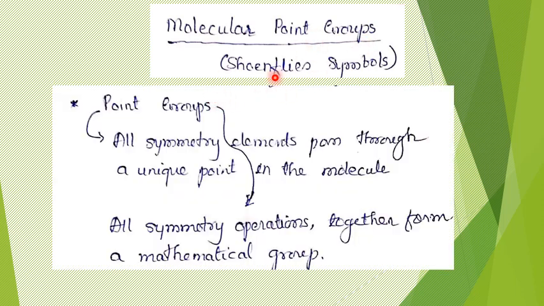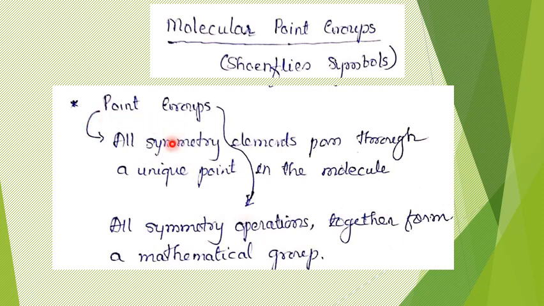This notation is given as point groups because in each and every molecule, whatever symmetry operation you perform, the symmetry element on which the molecule is being operated passes through a unique point in the molecule. All symmetry elements present in that molecule should definitely meet at a point. Therefore such a unique point exists in each and every molecule, and so the term point has come.